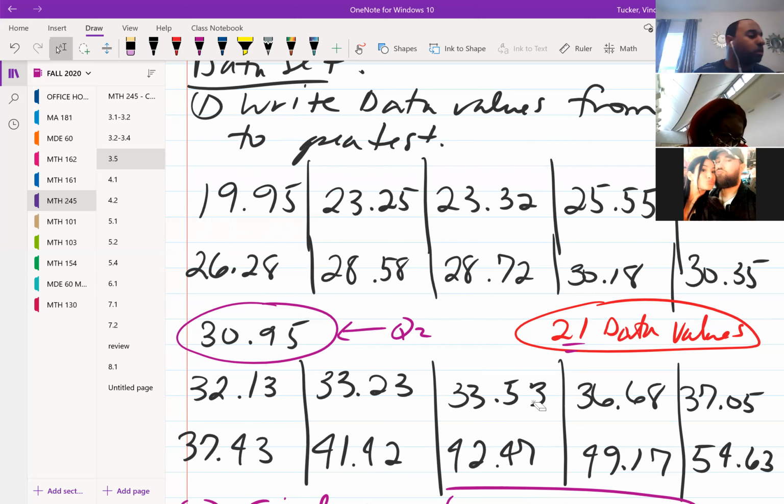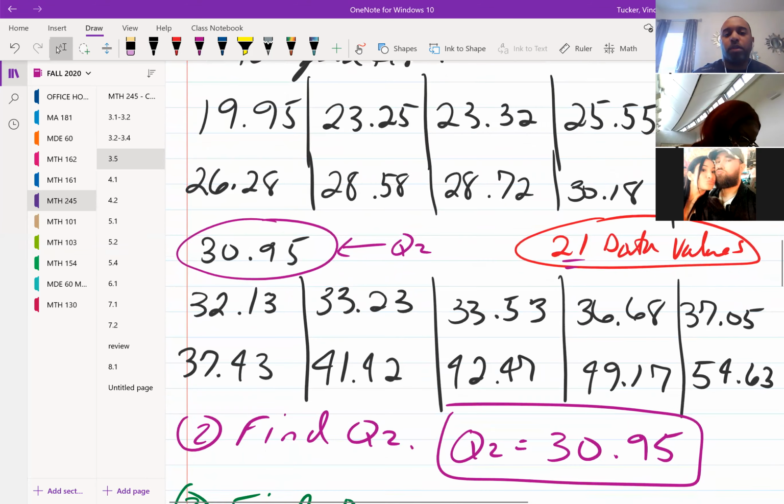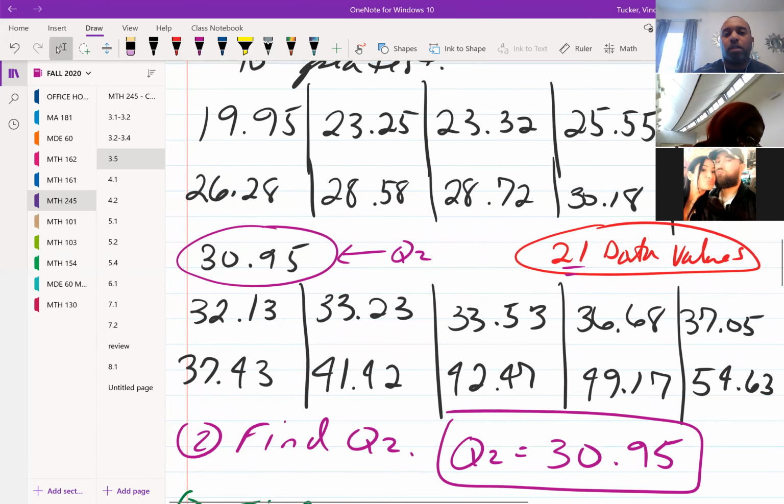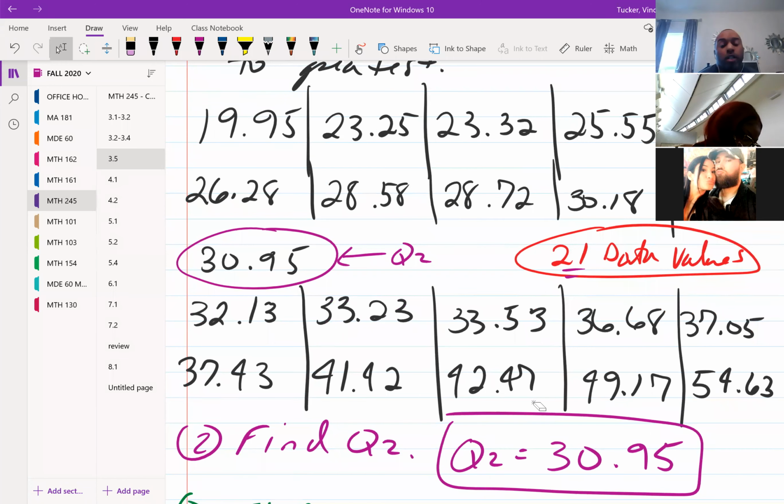All right. Can we scroll up? Are we good? All right, let's do that. So our next step is to find Q2. Remember the way I set it up should be easy for us to see Q2. We have 21 data values, so our middle value is Q2, so no calculation needed there.